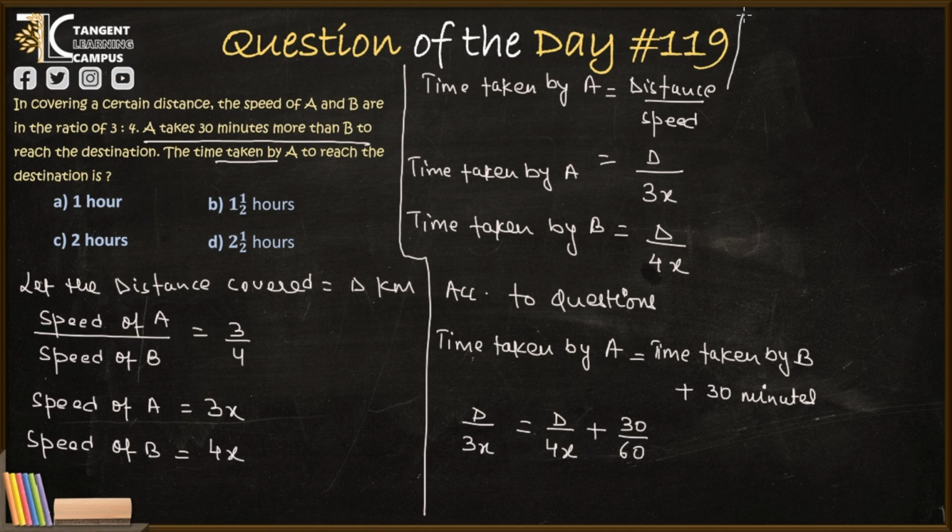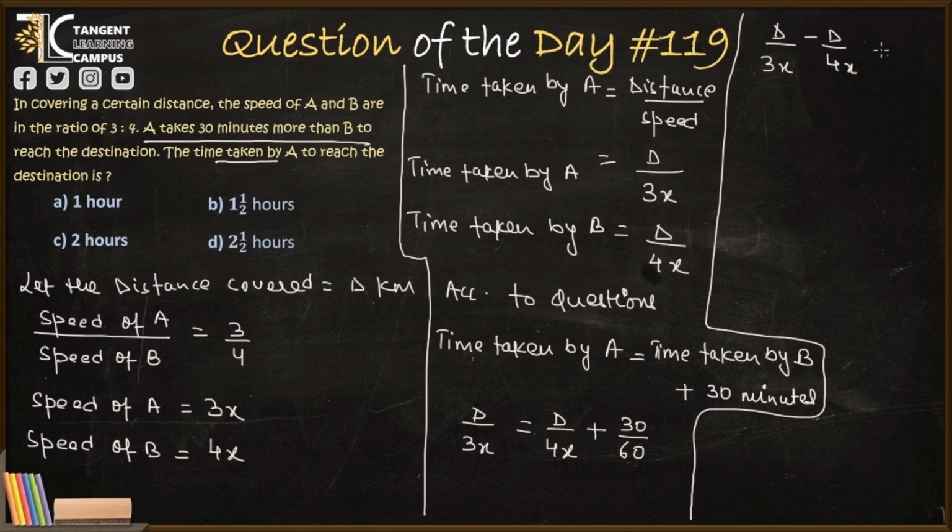Now let us solve this. From here we get d over 3x minus d over 4x is equal to 1/2. Now taking LCM on the left hand side, we get 4d minus 3d in the numerator and in the denominator 12x, that is equal to 1/2. Now on the left hand side we get d over 12x and on the right hand side 1/2.